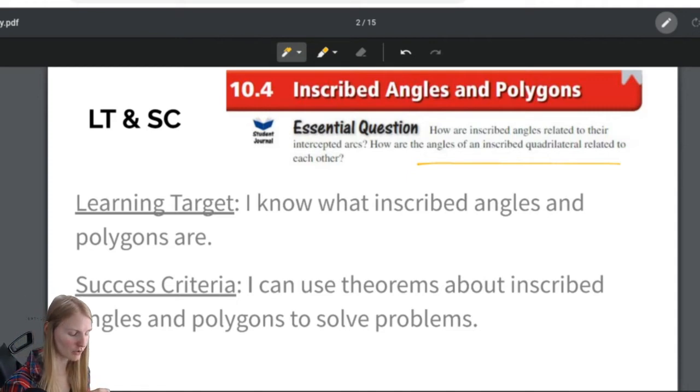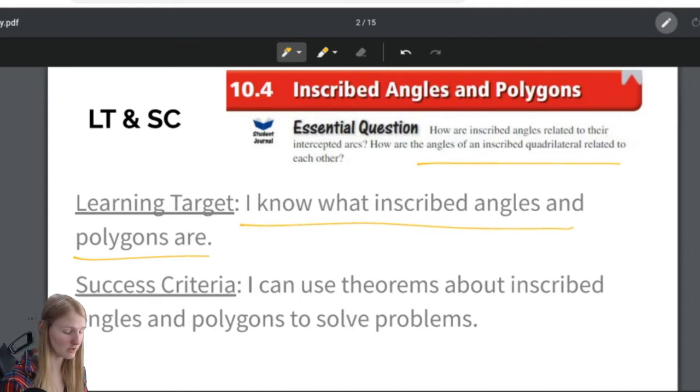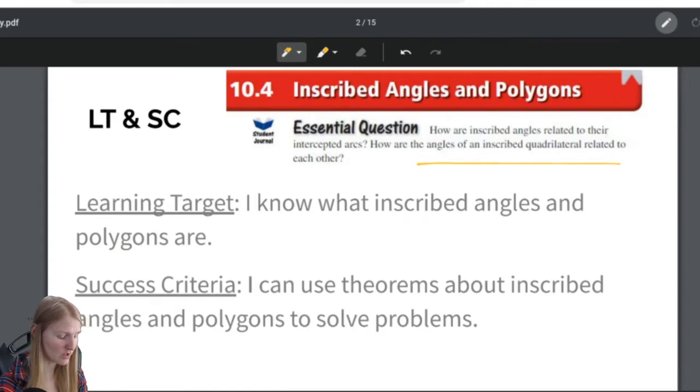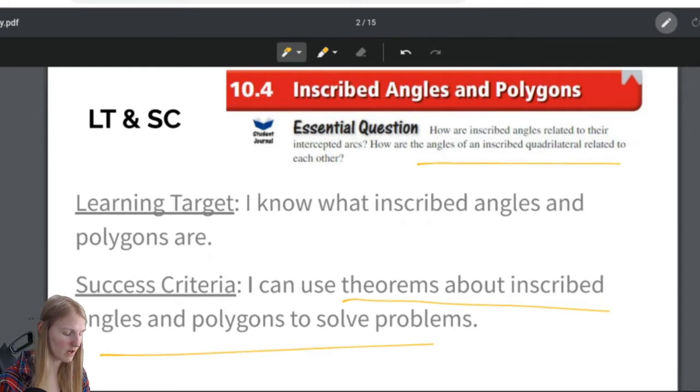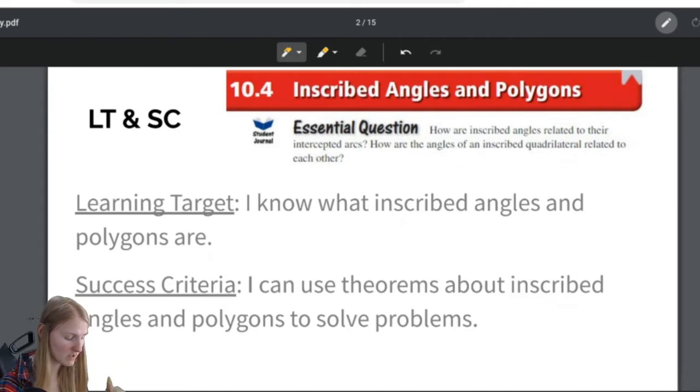So, our learning target is that you know what inscribed angles and polygons are, and our success criteria is that you can use theorems about inscribed angles and polygons to solve problems. So let's jump right into it and see what is an intercepted arc, an inscribed angle. What do these things mean?